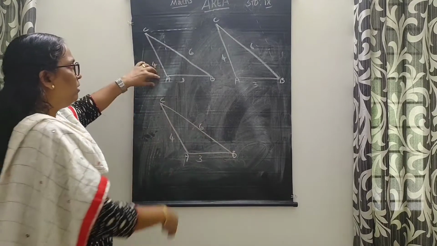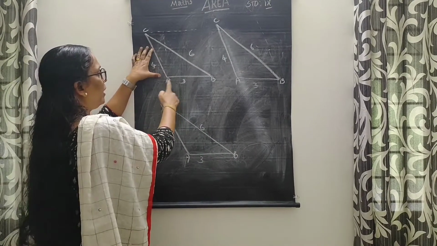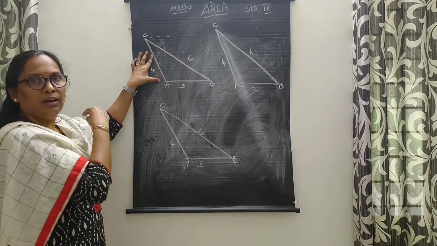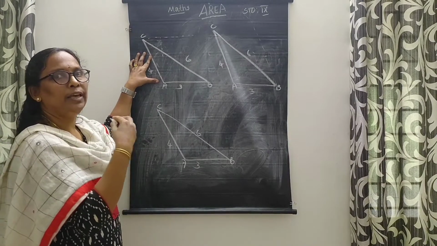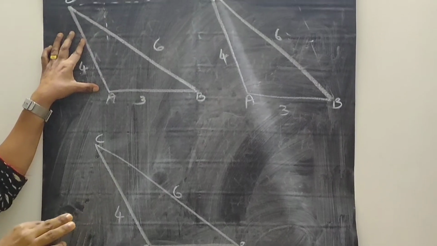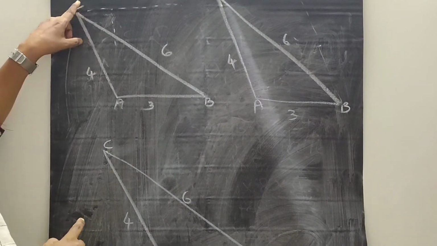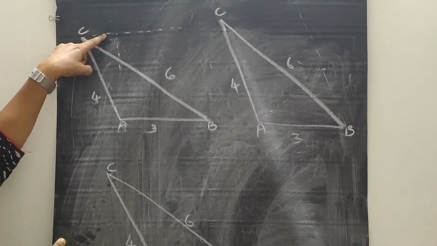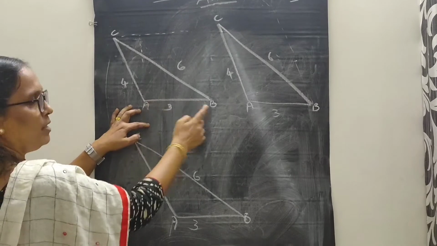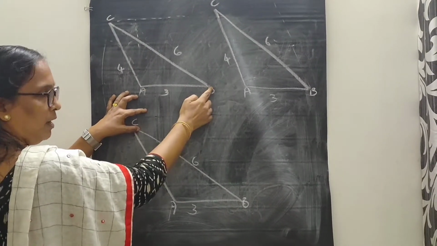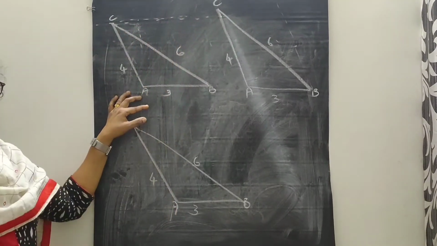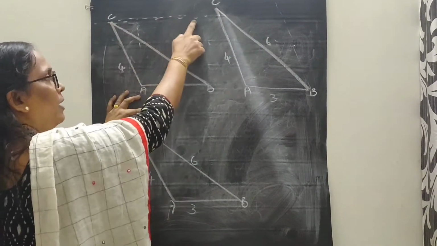Okay. So, to get the same area as triangle ABC, we need another triangle of the same area. To get another triangle with the same area, we know that the third vertex should be on the parallel line. So we can draw a parallel line. This is the triangle ABC. AB is the base. To the base AB, we draw a parallel line like this. The third vertex should be on this parallel line.